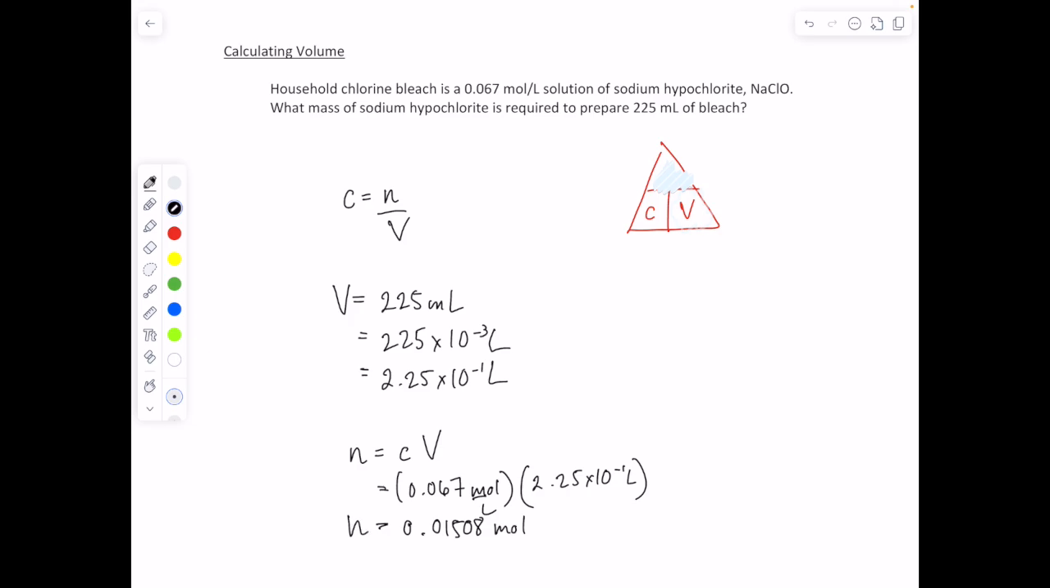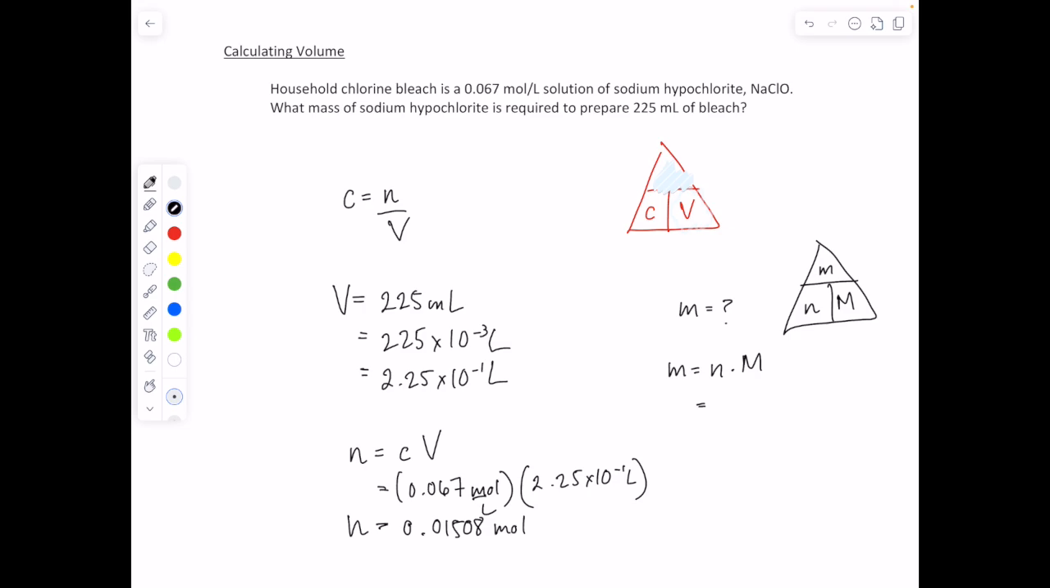If we were to make the solution, we would need to know how much mass to add. How much mass of sodium hypochlorite would we add to 225 milliliters? We know that mass can be found using the amount. The number of moles is equal to mass divided by molar mass. So the mass is equal to the number of moles times the molar mass.